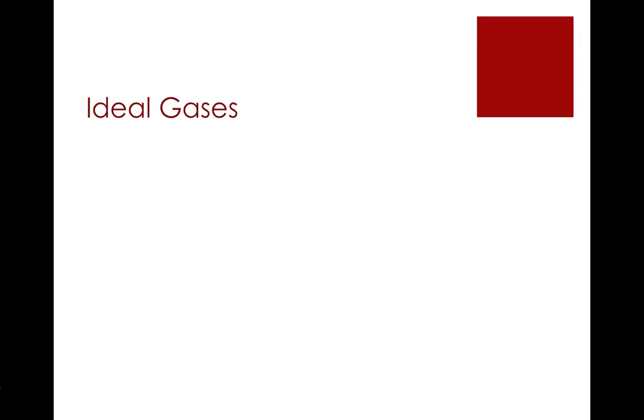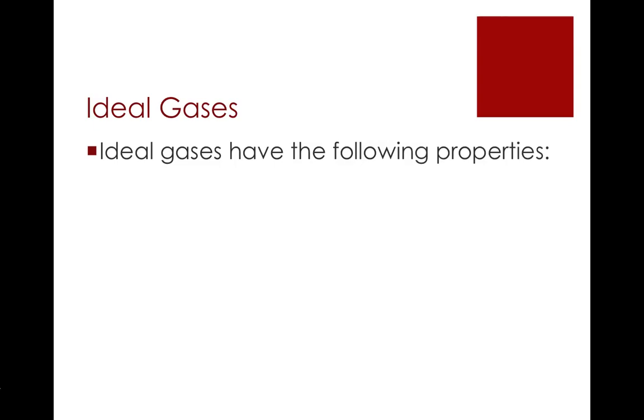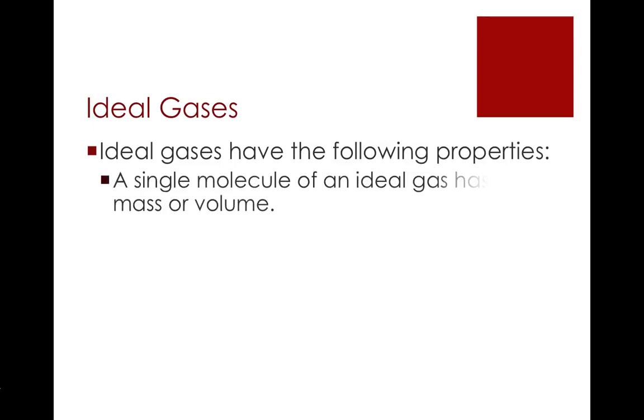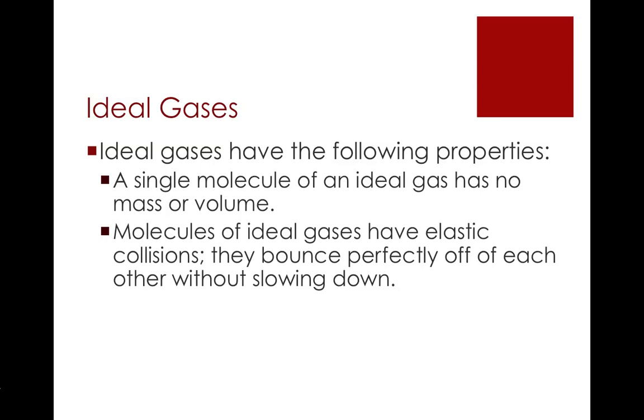Now, ideal gases have some certain properties. The first one: a single molecule of an ideal gas has no mass or volume. So they're assuming that individually the gases aren't really anything, like we don't have to worry about it on a piece-by-piece basis. I know that's not very realistic, but just bear with me for a minute. The other property of an ideal gas is that the molecules have elastic collisions, and that means they bounce off of each other perfectly. They don't slow down, nothing happens. If the molecules happen to collide, they bounce off perfectly and they keep going.